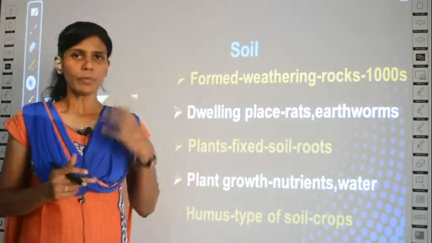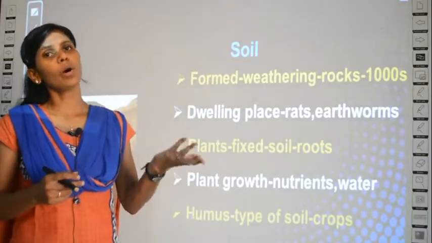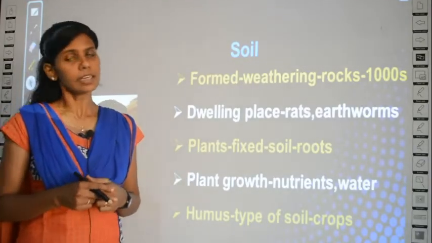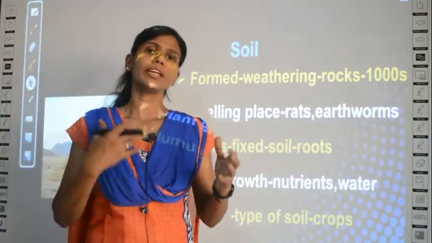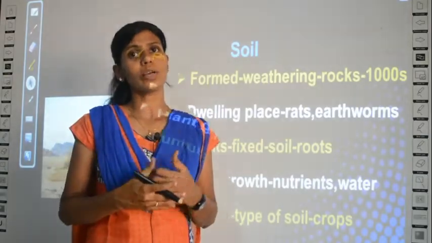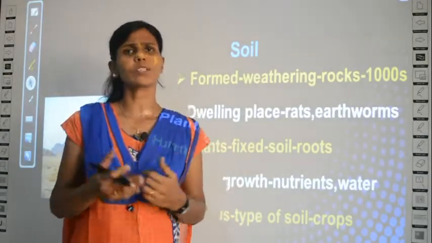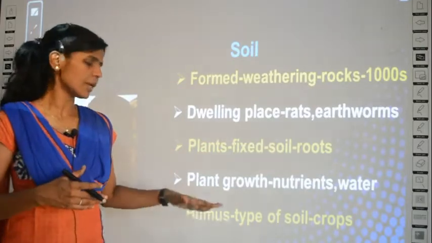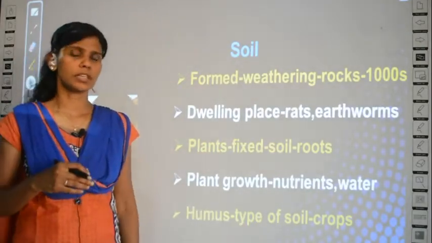And also all the plants cannot grow in all types of soils. Clear? Some can grow only on sandy soil, some need red soil, some need black soil, no? That is all categorized by the percentage of humus present in the soil.